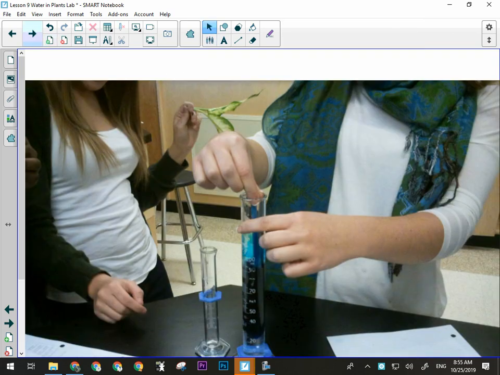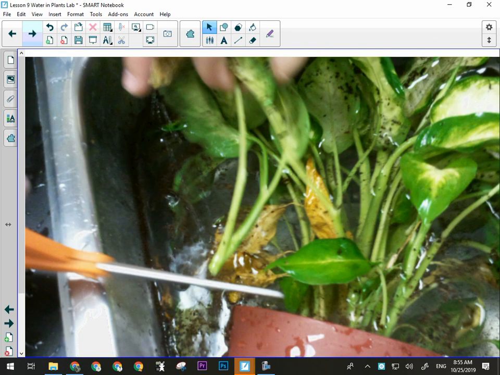So that's the mixing process. Now, cutting the plant underwater. I took a picture of it. You're going to make sure that the plant is underwater, and you're going to cut it under the water and put your thumb over the end that you cut. And then you'll quickly go back to your lab station and put it through. Take your thumb off, put it through.